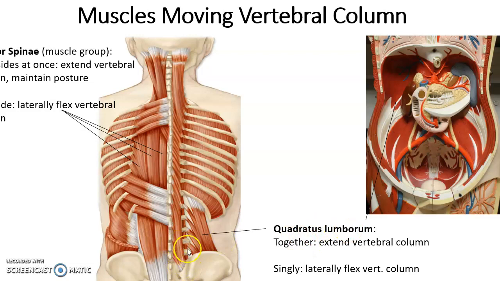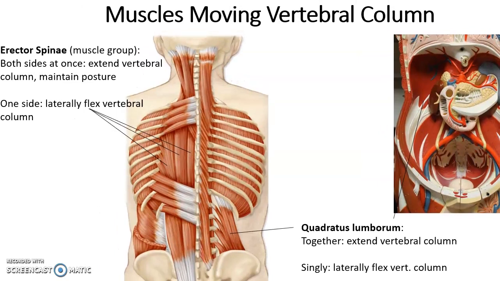The quadratus lumborum helps to extend the vertebral column. So if you're, say, bowing, bending over, then they can contract to help to raise, to straighten the vertebral column. And if only one of the 2 quadratus lumborums contract, it will let you laterally flex your vertebral column, lean over to one side.